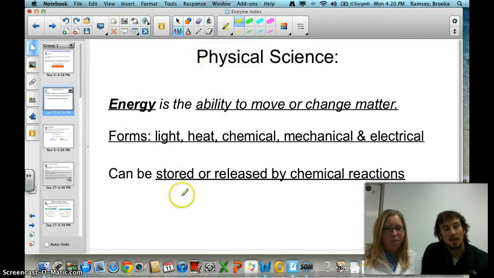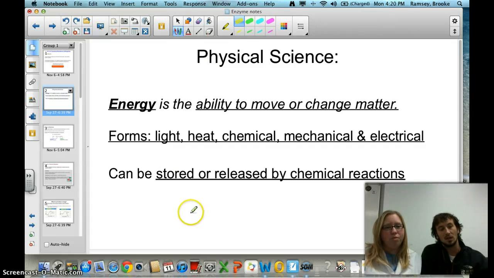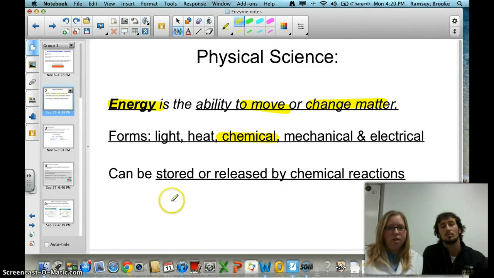So when we're talking about chemical reactions, really what we're concerned with is the energy, and particularly the energy that's stored in the bonds between different atoms. Energy just in general, as you can read here, is the ability to move or change matter. It takes on different forms. You can all think of the heat you felt, light, chemical, mechanical, and electrical. We will most particularly be talking about chemical energy today, as that's usually what living things, particularly consumers, use. It can be stored or released. Energy can be in chemical reactions.